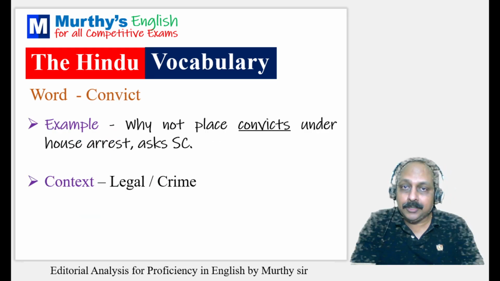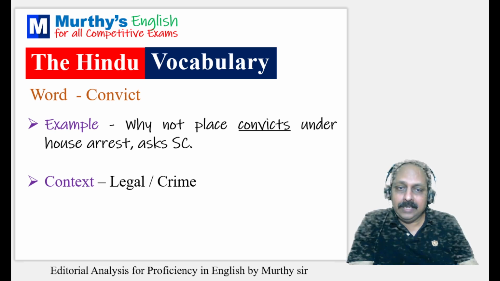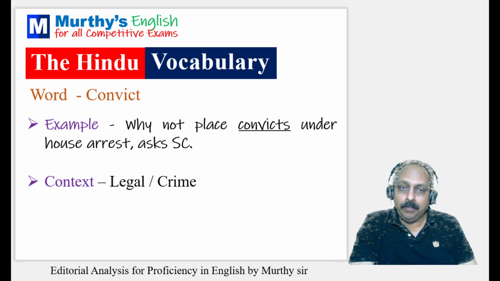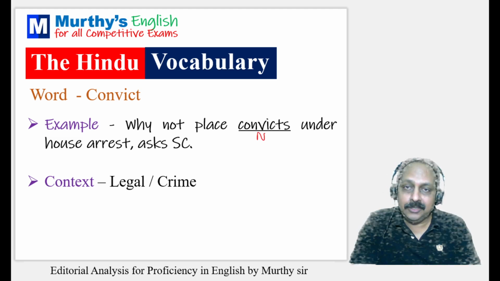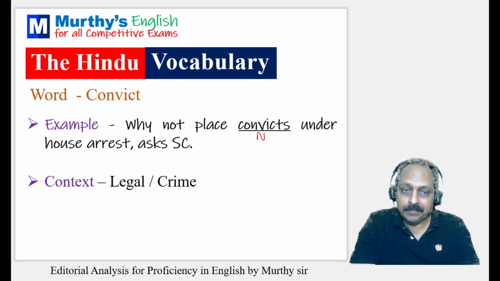Now let us go to the actual word. What is the word for today? Convict, the verb form. There is one example from yesterday's Hindu paper. Why not place convicts under house arrest? Asks Supreme Court. Here it has been used as a noun, and in certain words the pronunciation changes. As a verb, it is different. As a noun, it is entirely different. As a verb, we have to say convict. As a noun, we have to say convict.